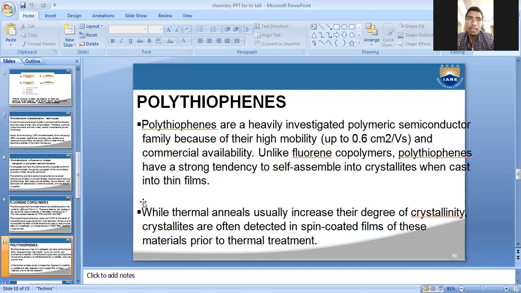thin films. Next, thermal annealing usually increases their degree of crystallinity. Crystals are often detected in spin-coated films of these materials prior to thermal treatment. Next, we move on to the next slide to learn more about polythiophenes.